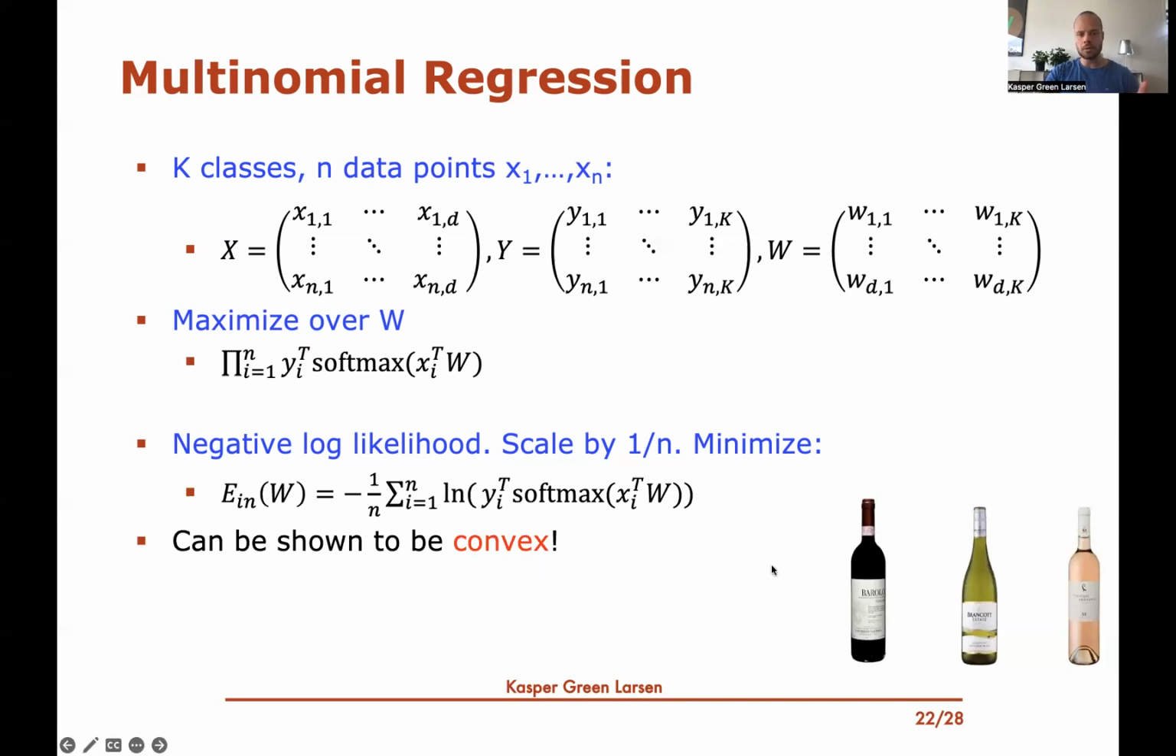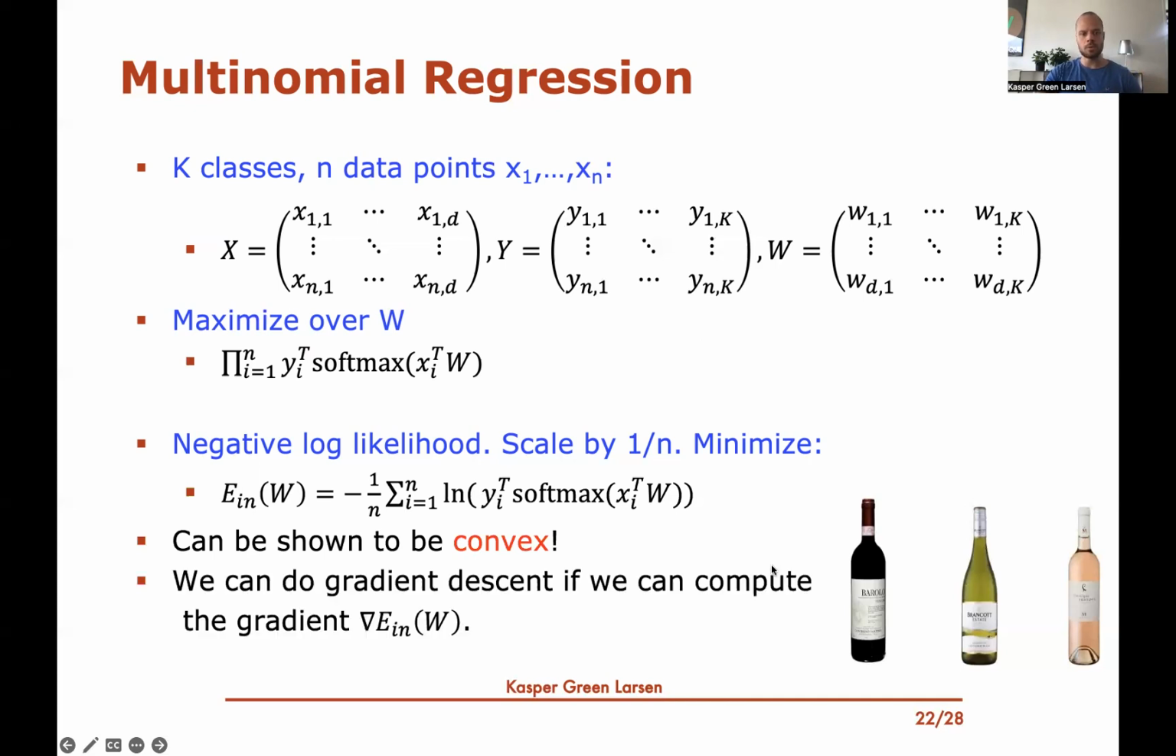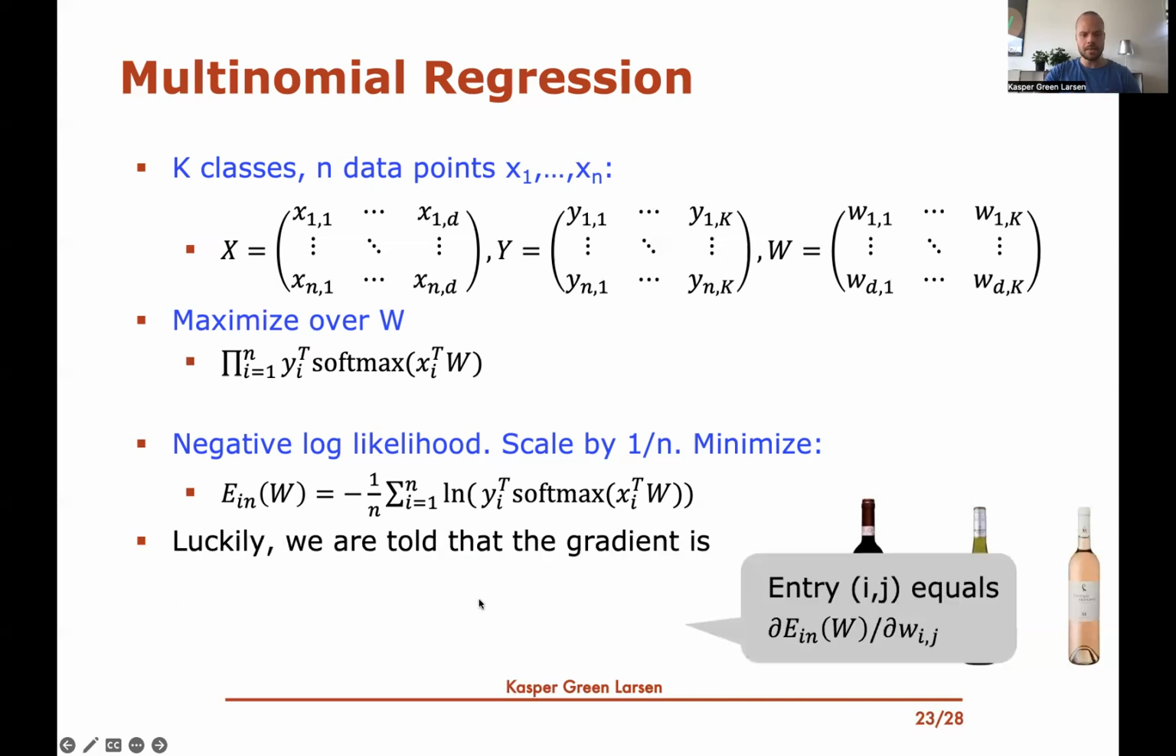Now, this function can actually be shown to be a convex function of the model parameters w, and we'll not do that here, but it can be shown. Which means that if we think back to logistic regression, we can do gradient descent to minimize this expression, as long as we can compute the gradient of this loss function, this in-sample error. So we want to compute the gradient with respect to the model parameters w. Okay, so let's see if we can do that. Actually, we're not going to do it. We're just going to say that this is what it is.